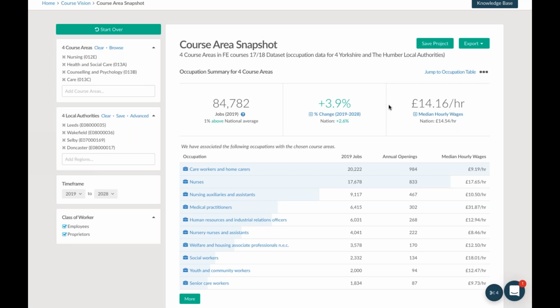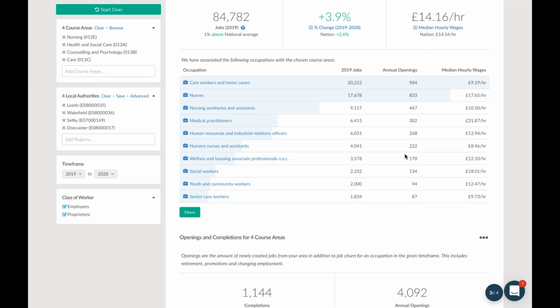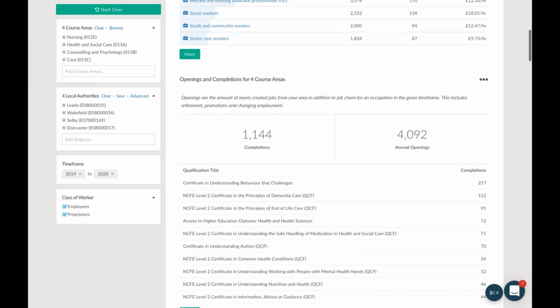Again, I'd encourage you to take this really broad data set and spend some time looking at each of these variations and see which area is performing best, which may provide the most opportunities or risk. We then look at the occupations that we've selected. Within this 84,000, here are the major contributors: 2019 jobs, care workers, nurses, nursing auxiliaries, and so on. You can see the big players which make up most of those occupations, and again the number of annual openings.